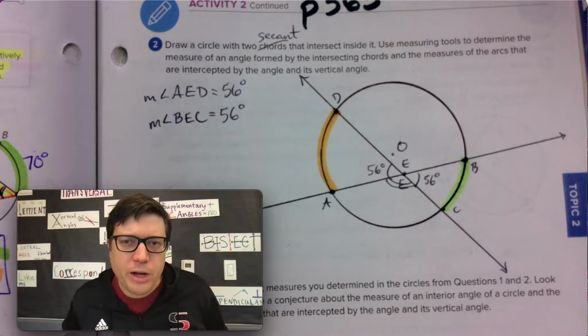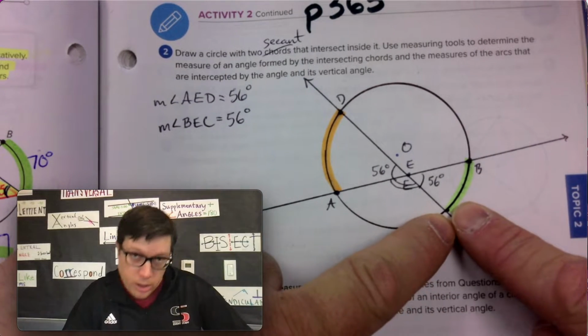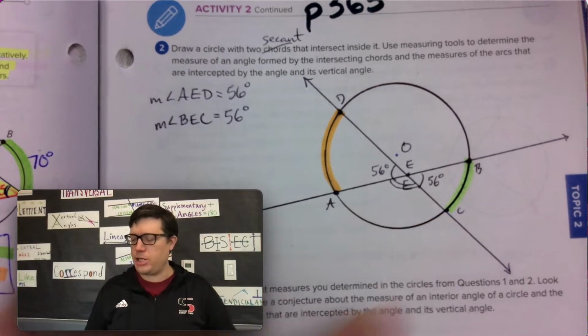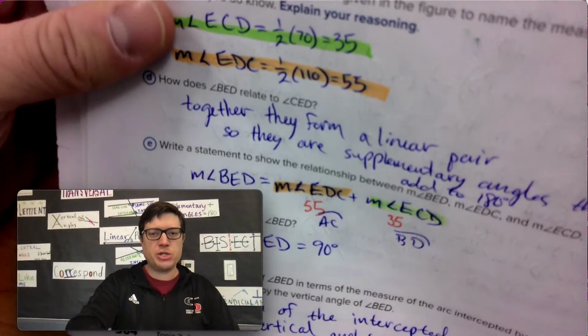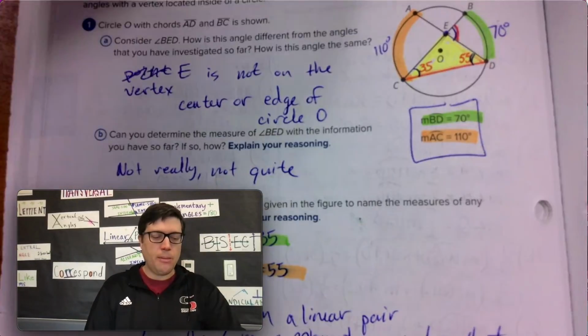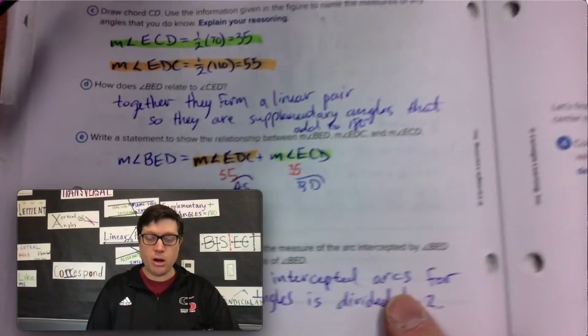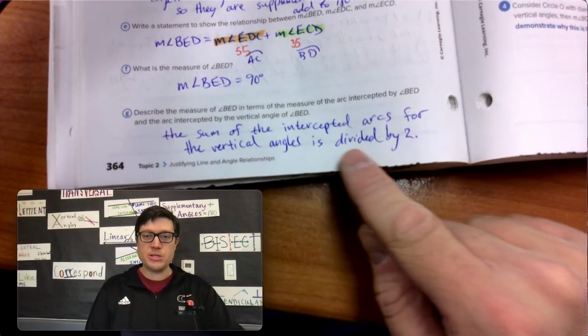In order for me to figure out the measure of this arc, well, I'm going to do a little bit of magic. I'm going to go back to what I said at the bottom of page 364, which was the sum of the arcs for the vertical angles is divided by 2.